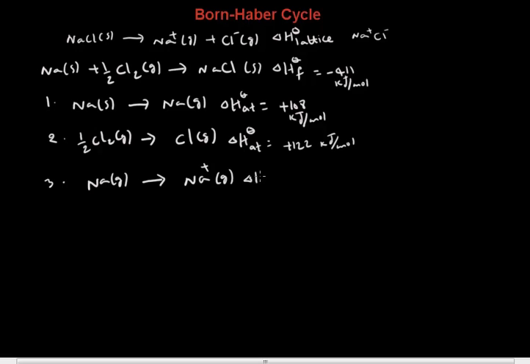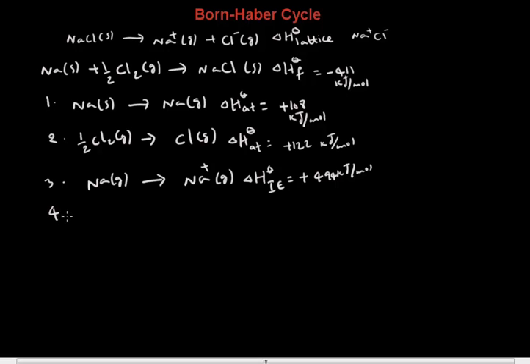So that would be nothing but the ionization energy, delta H IE. That is the first ionization energy of sodium. And ionization energy is usually an endothermic process because you need to remove the electrons from the outermost shell. So that is about 494 kilojoule per mole. That's 494.